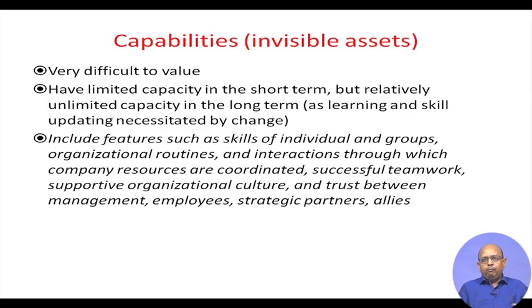Okay. For example, it includes the skills of the individuals, the processes, the interactions that go on through various resources, how people coordinate their activities, okay, how successful team works, right. And then what kind of culture the organization has, what is the level of trust that you have, okay, how you manage your say employees, your strategic partners, allies, these kind of things, because it is not very easy to measure the quantified value of these assets, right.